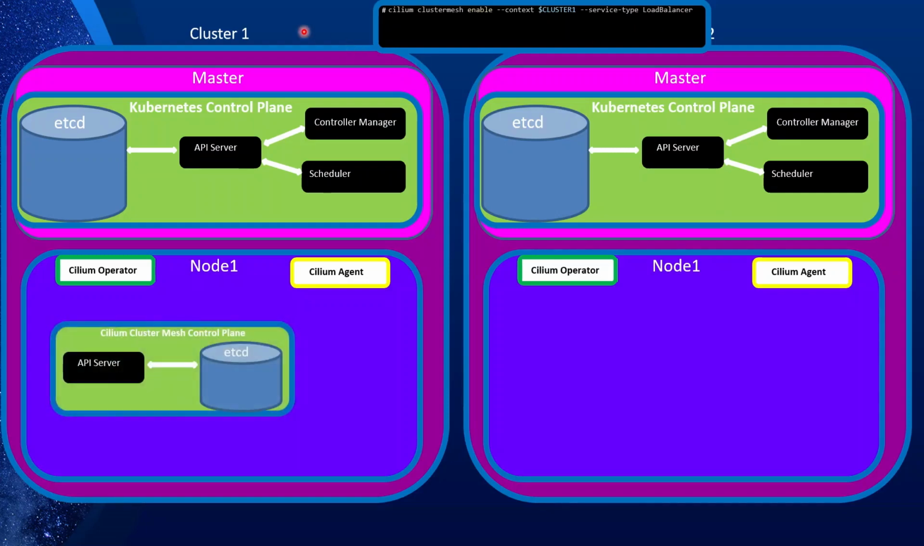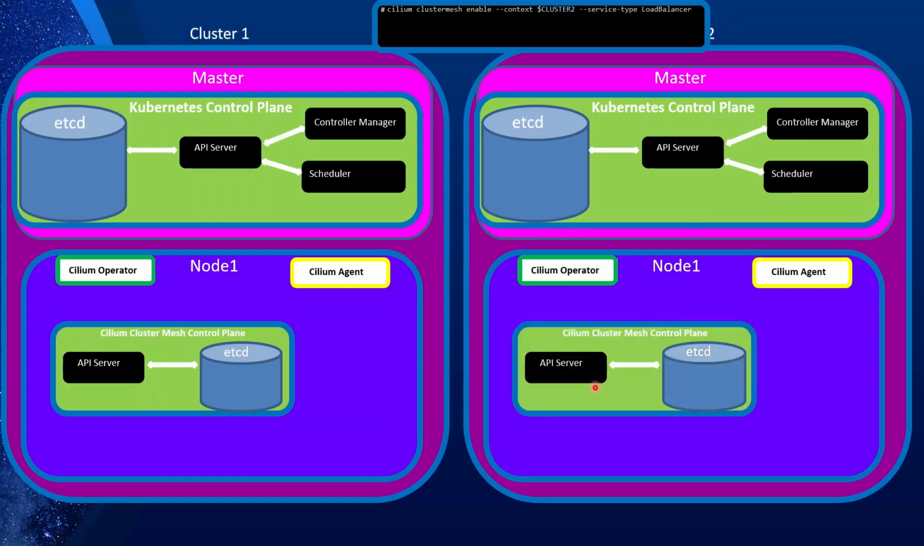Okay, once we run that, then Cilium creates a cluster mesh control plane. So we have a Kubernetes control plane installed in the master. We will also have a control plane, now this is a Cilium version of control plane. This is for managing the mesh. Then we need to do the same thing on cluster 2. We need to enable a cluster mesh service. We do the same thing over here, and once we run that, it will also create a cluster mesh control plane on the second cluster.